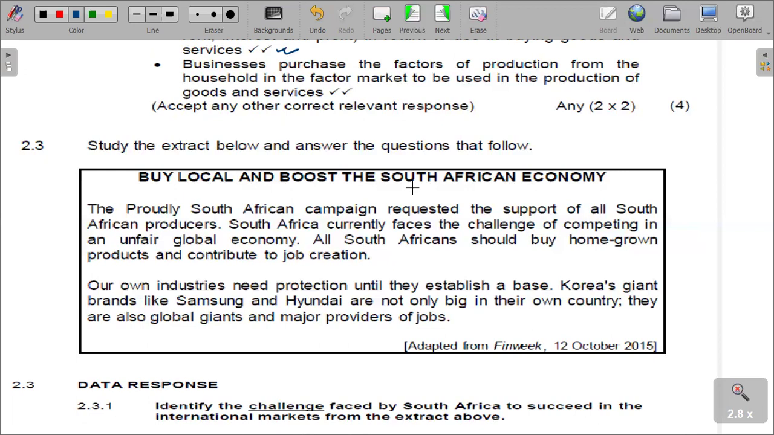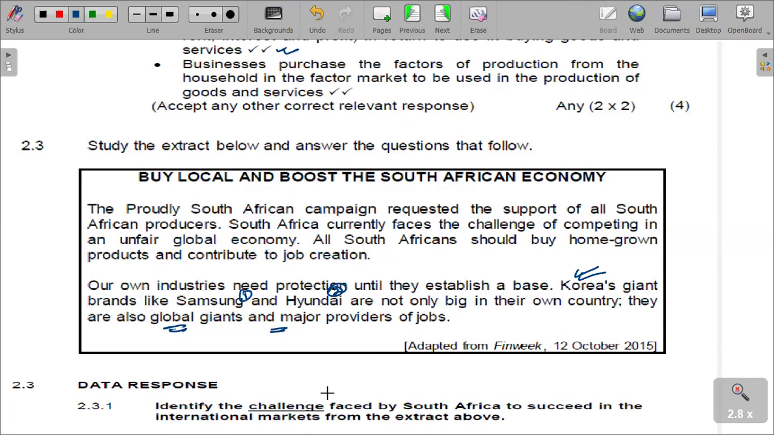Korea's giant brands like Samsung and Hyundai are not only big in their own country. They are also global giants and major providers of jobs. So we are saying they are causing competition within their countries and also across the borders, which means that they are quite well established.